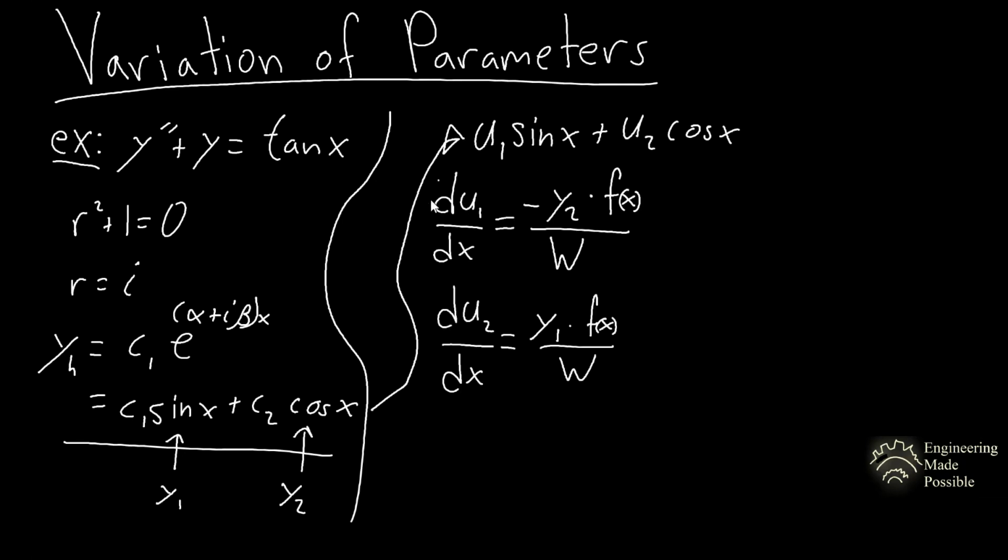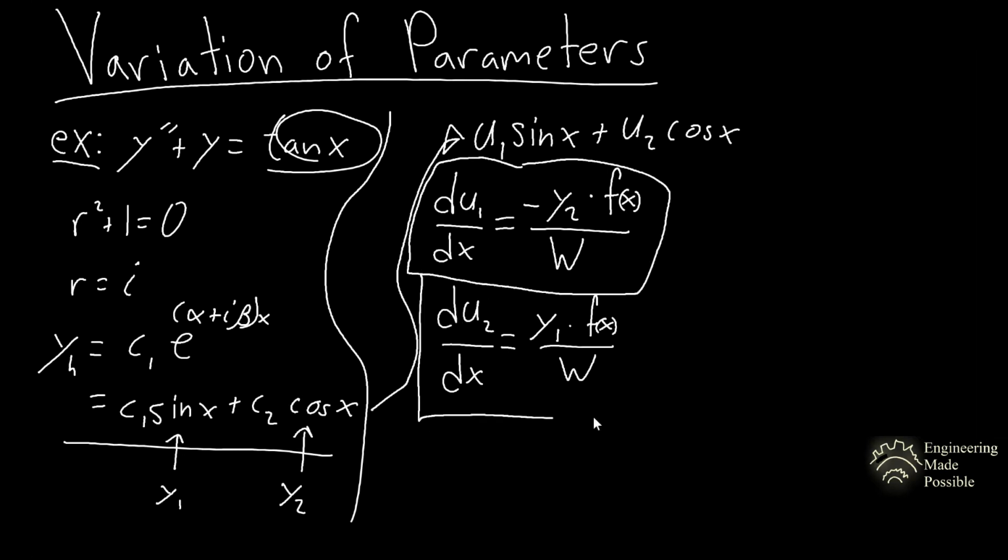And this is where we utilize the formulas. So we have du1/dx is equal to negative function y2 times f of x. In this case, your f of x is your right-hand side of the differential equation. So in this case, it would be tangent x divided by the Wronskian, and the other formula is du2/dx is equal to your first function y1 times f of x divided by the Wronskian. So these are the formulas you're going to be utilizing to solve these differential equations. This is the variation of parameters. So let's go ahead and do that.